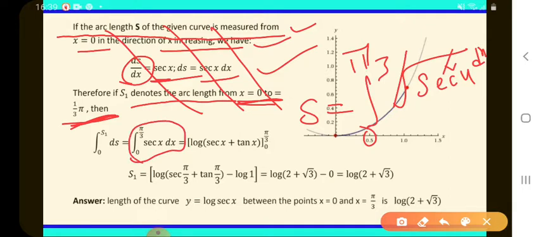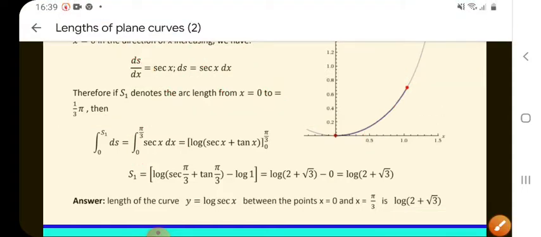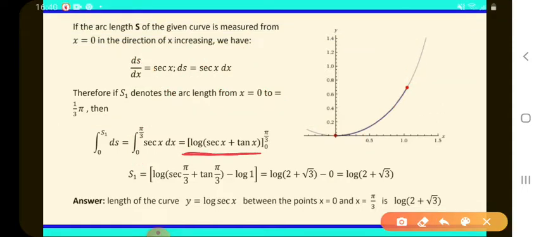Okay. What is the integration of secant x formula? Integration of secant x is log of secant x plus tan x, and I write limits 0 to pi by 3. Are you clear here? Integral 0 to pi by 3 root of 1 plus dy by dx whole square dx is the formula of length of the arc. I write integral 0 to pi by 3 root of secant square x. Root and square cancelled, so I write 0 to pi by 3 secant x dx.